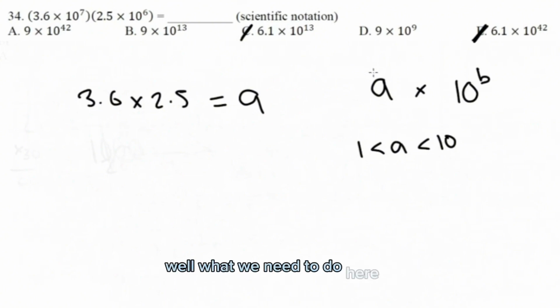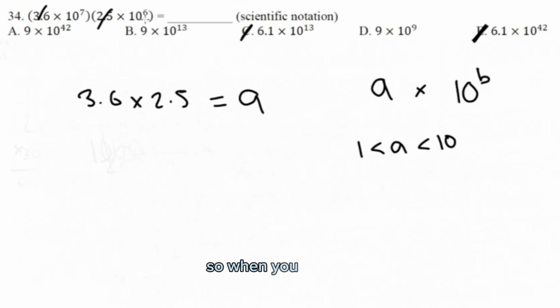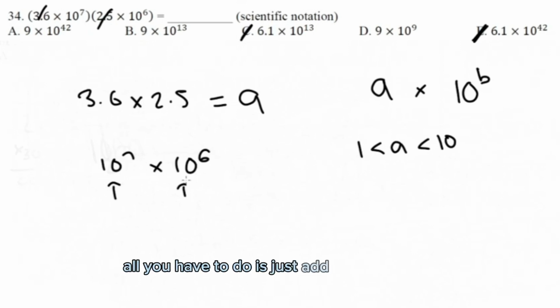Alright, now how are we going to solve this problem? Well, we've already multiplied the 3.6 and the 2.5. Now we need to multiply the 10 power 7 and 10 power 6. So these two are the same term, just with different exponents. When multiplying the same term with different exponents, all you have to do is just add the exponents. So this becomes 10 power 13. So that's our b value. We get 13 for the exponent for b.